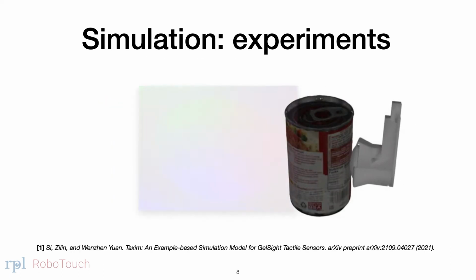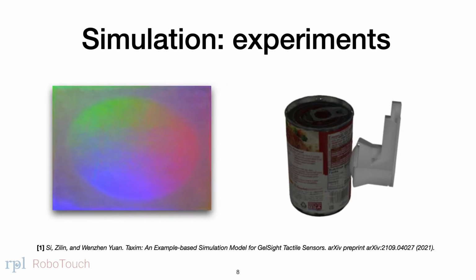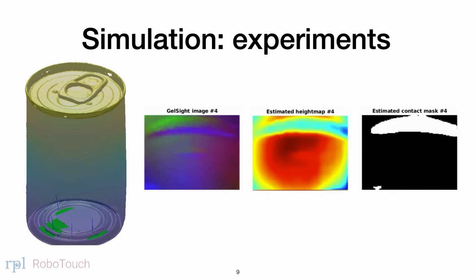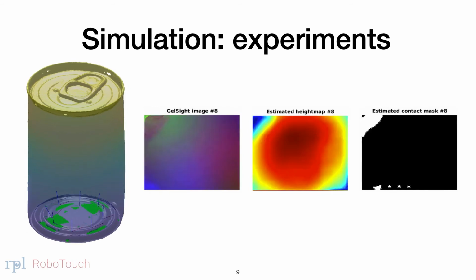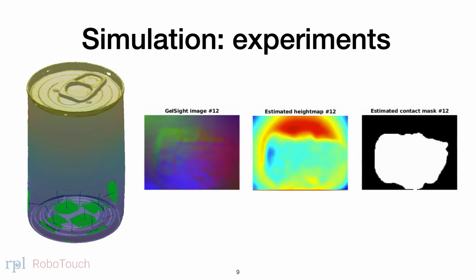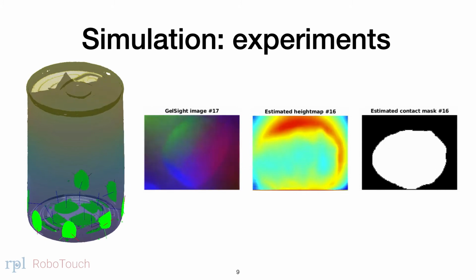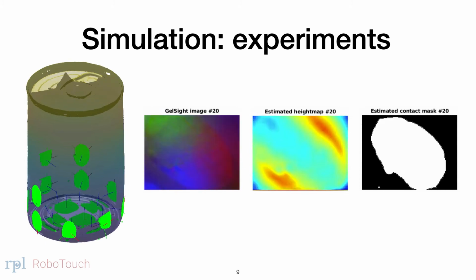We generate GelSight object interactions using TACTO, an optical tactile simulator. Here's an example of simulated images on the tomato soup can YCB object. Alongside, you can see estimated height maps and contact masks from our learned model.